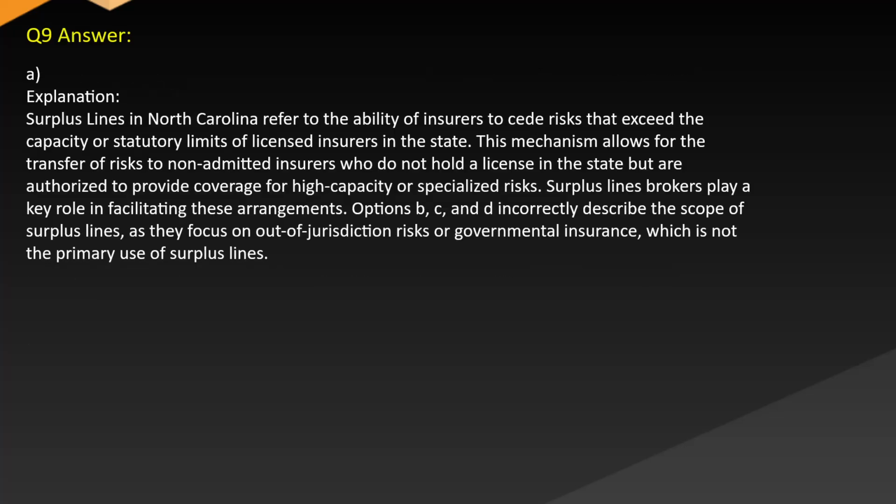Answer A. Explanation. Surplus lines in North Carolina refer to the ability of insurers to cede risks that exceed the capacity or statutory limits of licensed insurers in the state. This mechanism allows for the transfer of risks to non-admitted insurers who do not hold a license in the state but are authorized to provide coverage for high-capacity or specialized risks. Surplus lines brokers play a key role in facilitating these arrangements. Options B, C, and D incorrectly describe the scope of surplus lines as they focus on out-of-jurisdiction risks or governmental insurance, which is not the primary use of surplus lines.